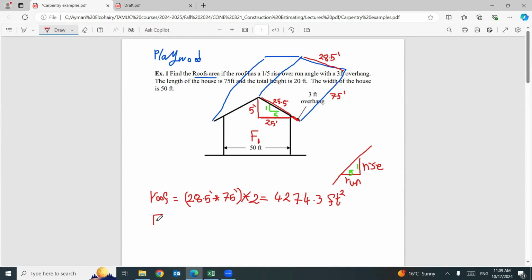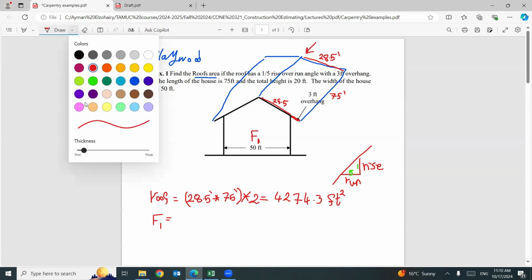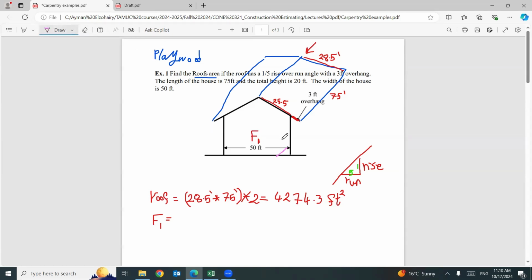Face 1. Face 1, we have two faces. From face 1, this side, and the same one on the opposite side. So what is the surface area of this side? Keep in your mind, if I delete this triangle, I'm looking right now at the area of this shape.